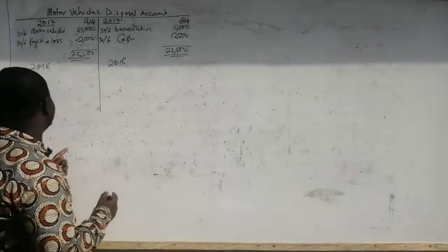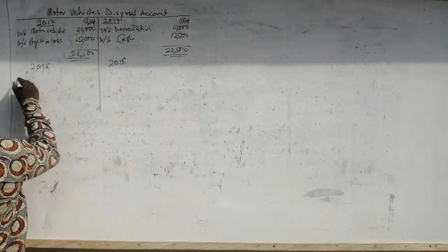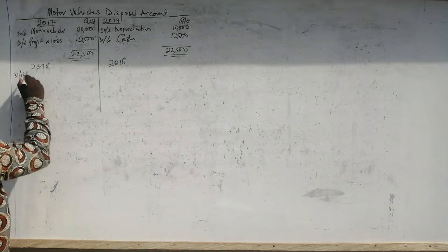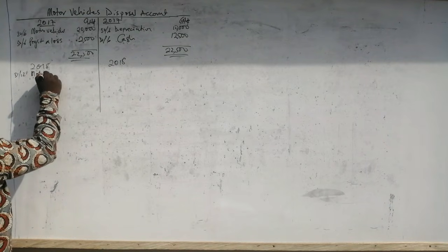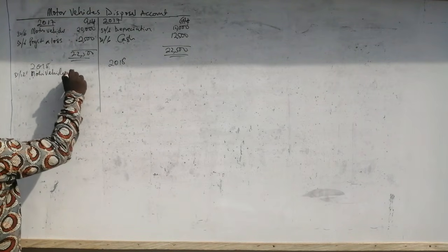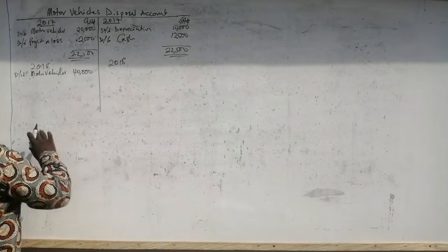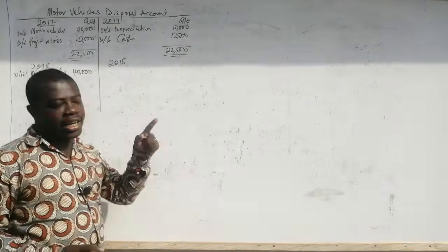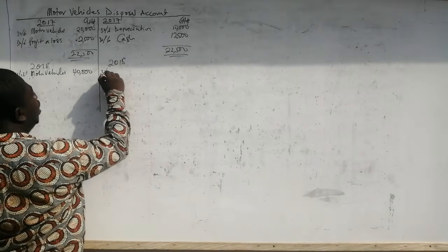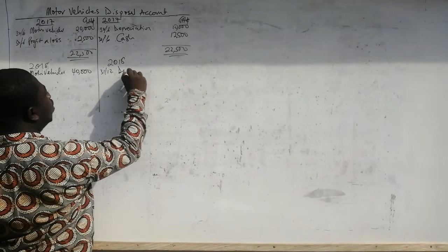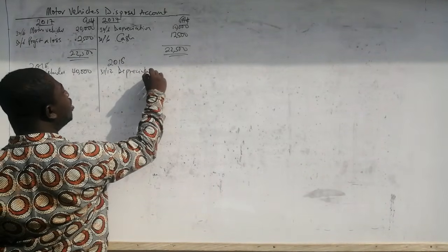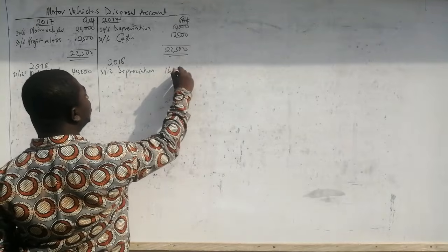So in 2018, the cost that we transferred out on the day that we are selling, in the name of motor vehicles, the corresponding entry will be 40,000. That is what we did. And then remember that the depreciation component that we transferred out was also 16,000.